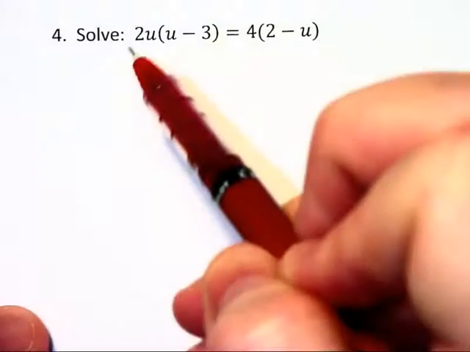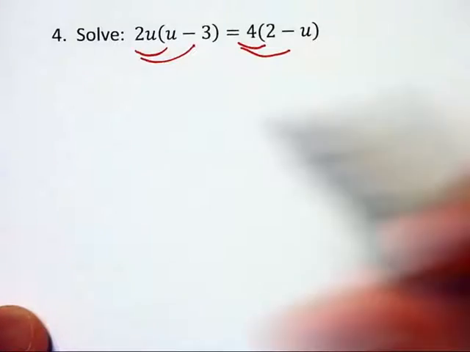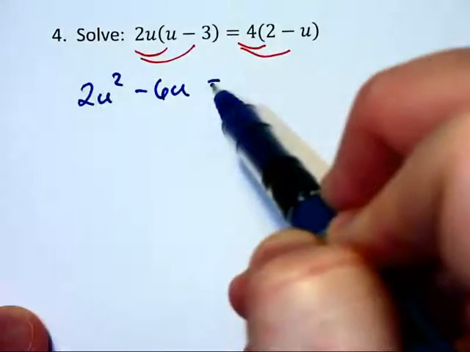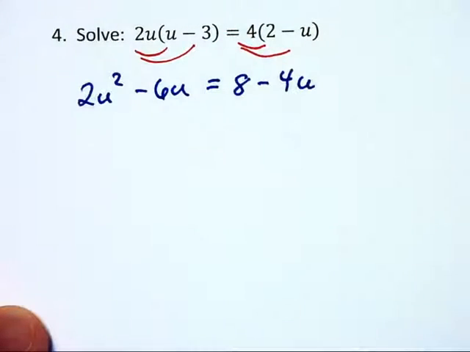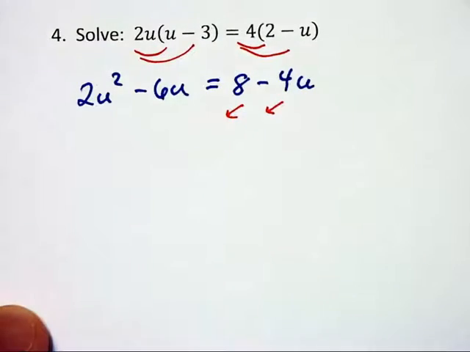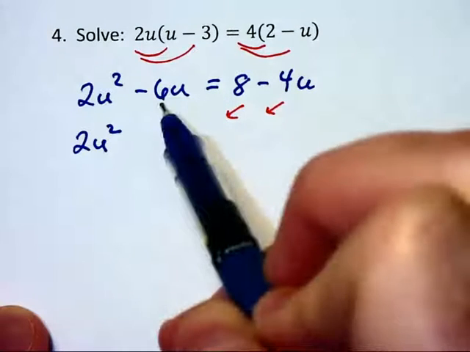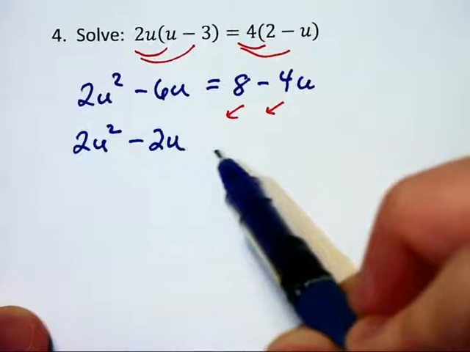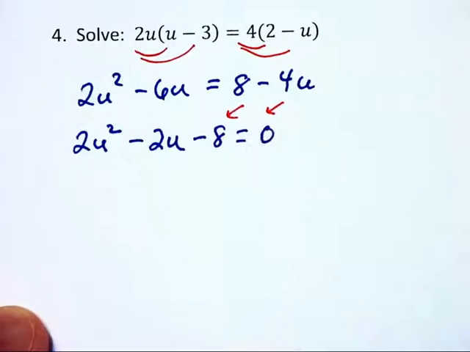Let's do distribution on number 4 before anything else. The left side becomes 2u squared minus 6u, and the right side becomes 8 minus 4u. Again, we need to set this equal to 0, put it in standard form, and we will have 2u squared. After we add 4u to each side, this left side will be up to negative 2u, and then subtracting 8 on each side, we'll have minus 8 equals 0.